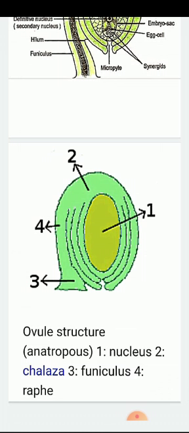The third portion is raphe. Here the third portion shows the funiculus, that is the region of attachment between placenta and ovule. And number 4 shows the portion of raphe.